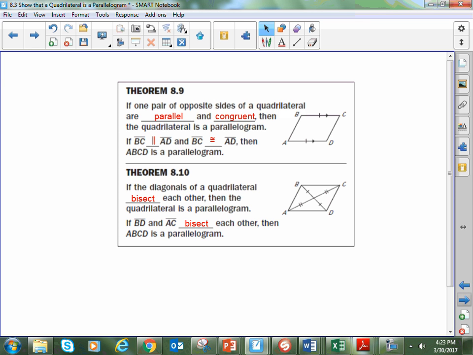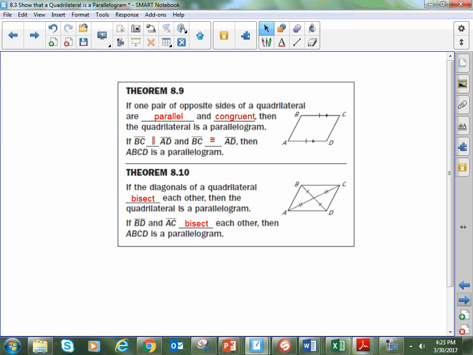Here we're not giving you both pairs. We're only giving you one pair of opposite sides that are congruent to each other, but at the same time, we're also saying that they're parallel to each other. Well, that means the only time that can actually occur is if both sets of opposite sides are congruent to each other.